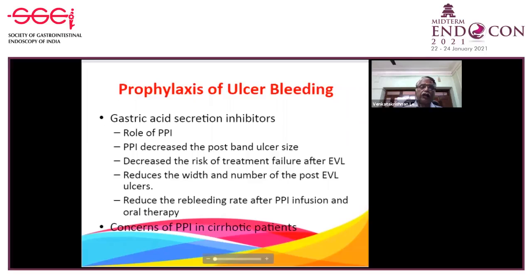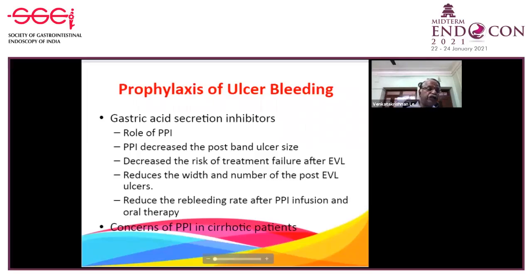There were quite a few drugs which were implicated or tried in preventing post-EVL ulcer bleeding. One of these, with larger studies, has been the role of PPI. There are at least 5 studies which I could see, starting from 2005, 2013, 2015 and 2017, looking at the role of proton pump inhibitors in patients with cirrhosis who have undergone variceal ligation.